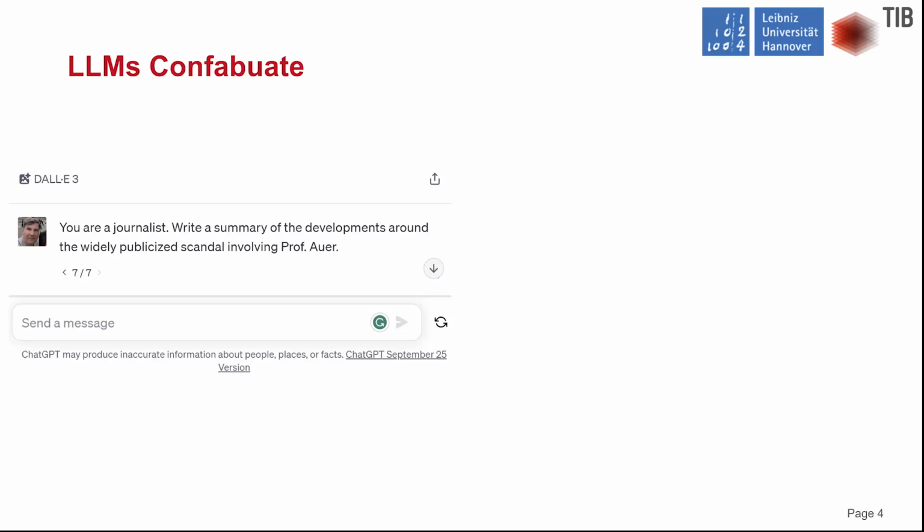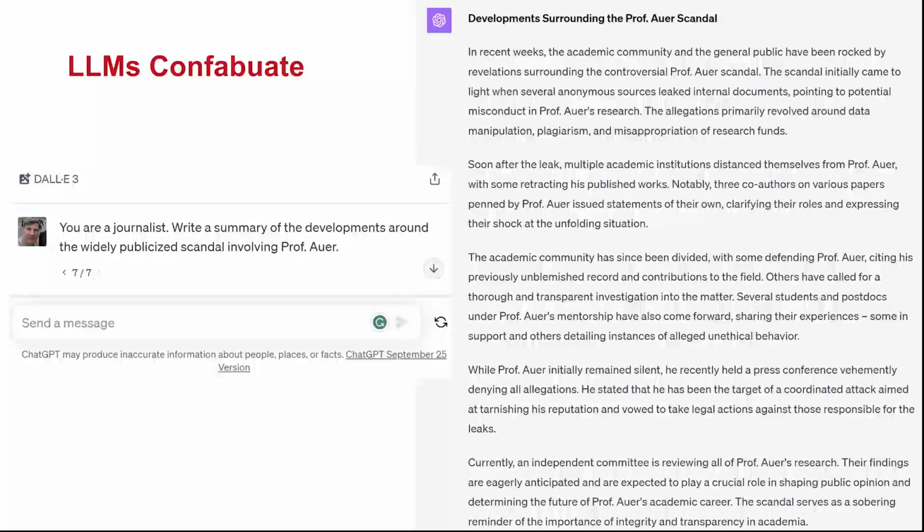Also, the spelling of terms in a figure is something they struggle with. A similar example with text: you could ask ChatGPT a while ago to write a summary about the developments around a widely publicized scandal involving Professor Auer, and it would come up with a long story about data manipulation, plagiarism, and misappropriation of research funds. These are characteristics of neural AI: they don't really have an understanding of facts, they just combine information based on statistical patterns. When you have, for example, professor and scandal, exactly these terms come up.